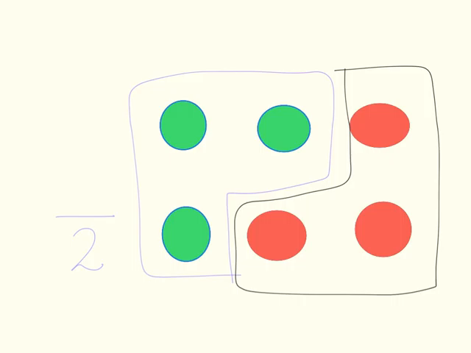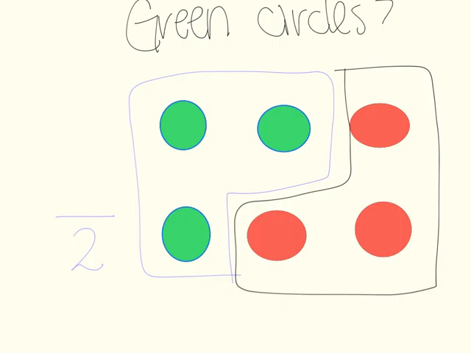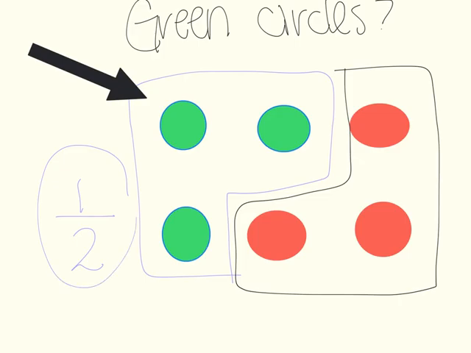So, if they're asking how many green circles as a fraction, we have 1 group of green. So it would be 1/2.